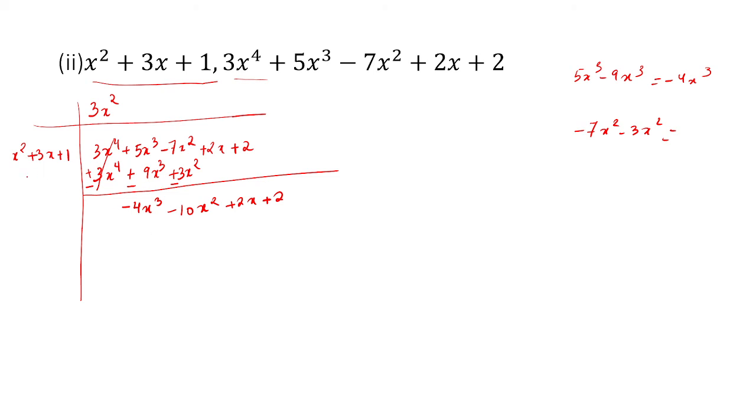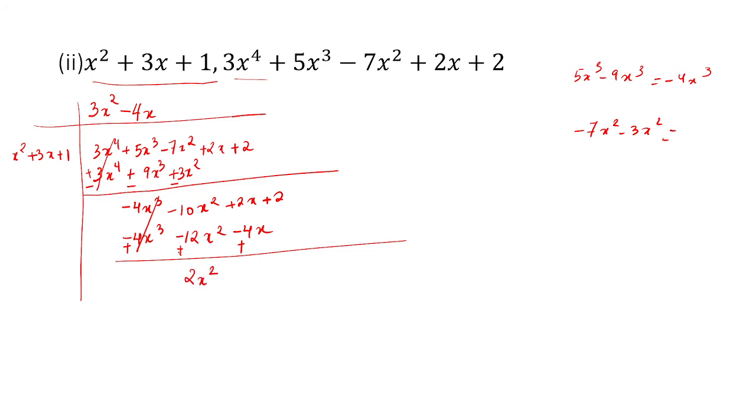So now what should you multiply x squared with in order to get minus 4x cubed? Remember the sign, it's a minus, so you have to multiply with a minus 4x. When you multiply x squared with minus 4x, you'll get minus 4x cubed. And when you multiply minus 4x with plus 3x, you'll get minus 12x squared. 1 into minus 4x becomes minus 4x. So this will cancel because this becomes plus, this becomes plus, this becomes plus. So minus 4x cubed plus 4x cubed cancelled. Minus 10x squared plus 12x squared becomes 2x squared.